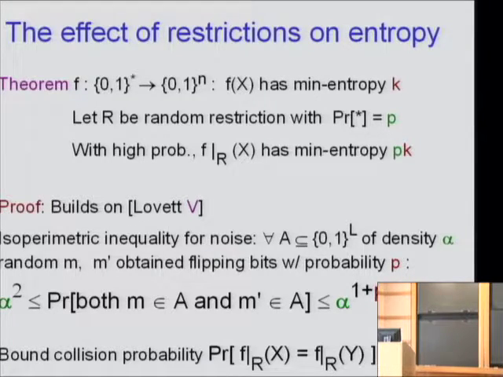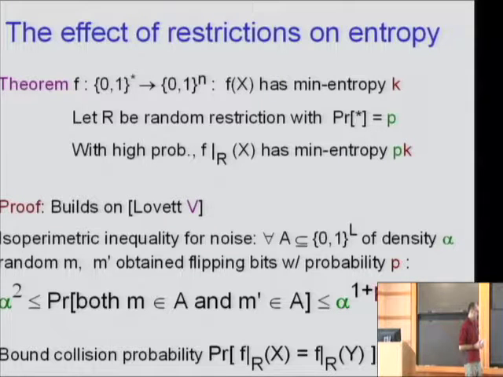It says that if you have any set A whatsoever which has density alpha, now think of choosing a random string M, and then also choosing a string M prime, which is obtained by flipping bits in M with probability p. So M prime is a noisy version of M. I'm interested in the probability that both M lands in A and also M prime lands in A. These are two correlated inputs which both need to fall in A.